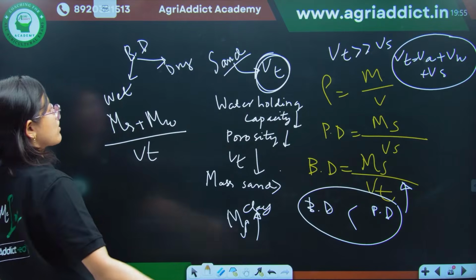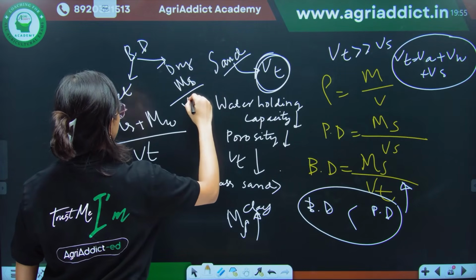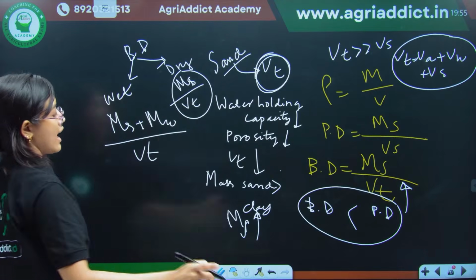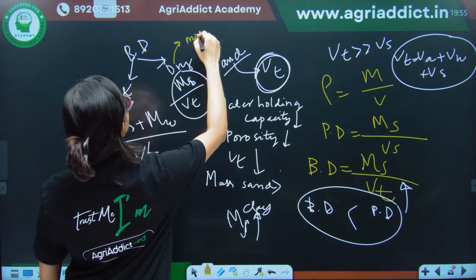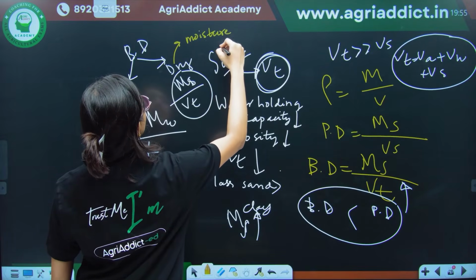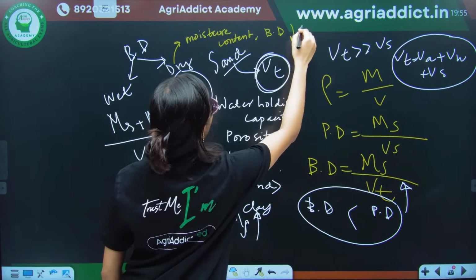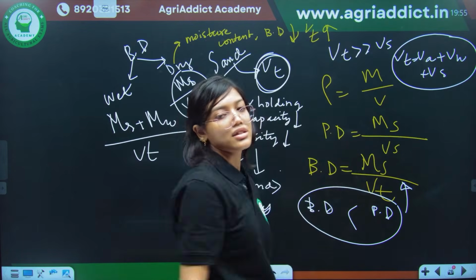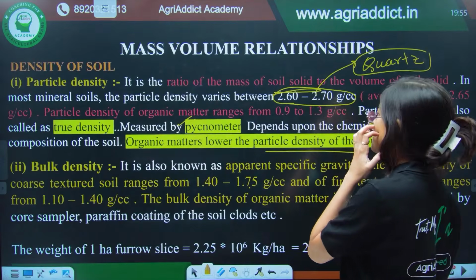But whenever we calculate the dry one, it will be only the mass of soil divided by the total volume. And here, if you increase the moisture content with increase in wetness, the bulk density will decrease because the total volume increases. So these are some of the points that you have to keep in mind.